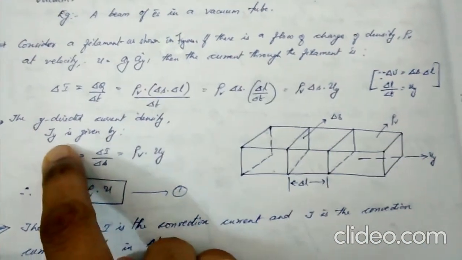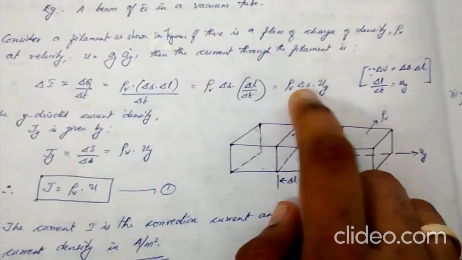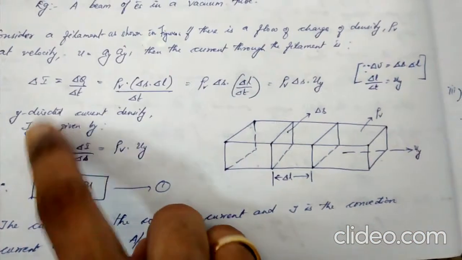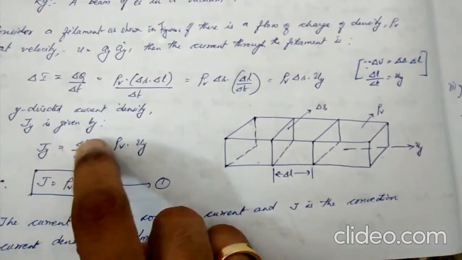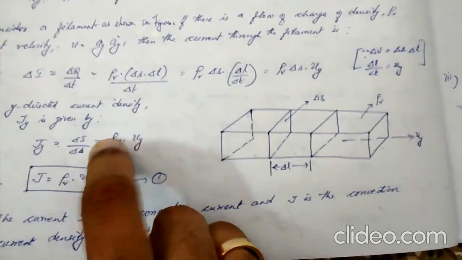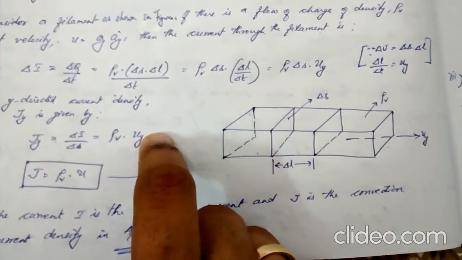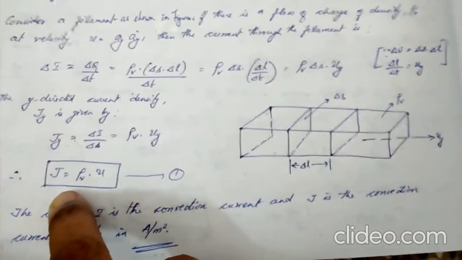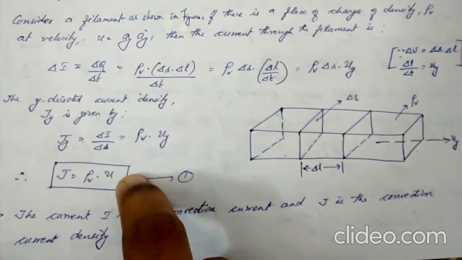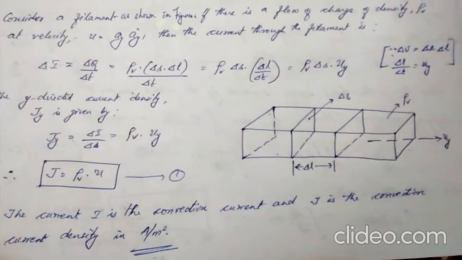Now the current density you can obtain. Okay. Now you have the current formula delta I is equal to rho V into delta S into uy. So by taking this delta S to the LHS, you are getting delta I by delta S. That is nothing but your current density in the y direction. That is equal to what remains on the RHS, rho V into uy. Hence convection current density is given by the expression J is equal to rho V into u, and it has a unit ampere per meter square.